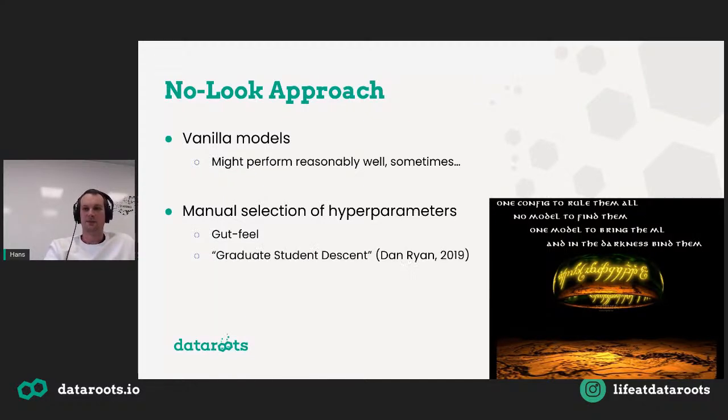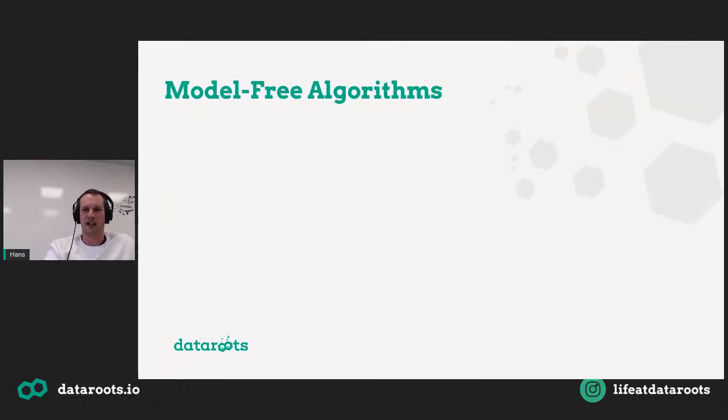Or as Dan Ryan said in his presentation, you can use graduate student descent. It's a very popular tool in academia, where you have a small army of grad students, and you just give them a set of hyperparameters and let them play around with it. And then you decide which one comes out best and use that one. So the no-look approach, no hyperparameter tuning or barely any hyperparameter tuning or manual work, is probably not going to be the best. We can better use an algorithm for that.